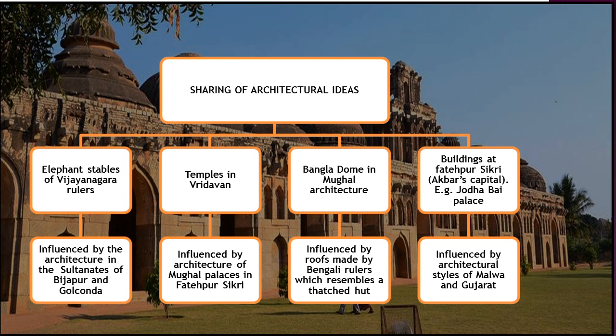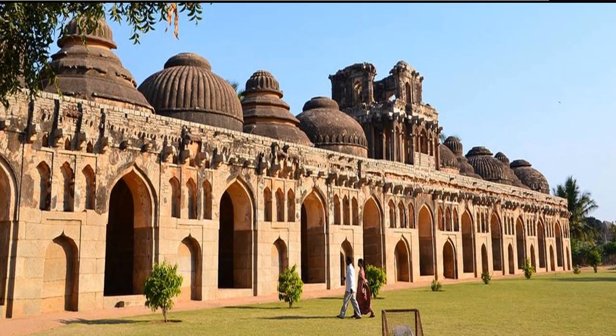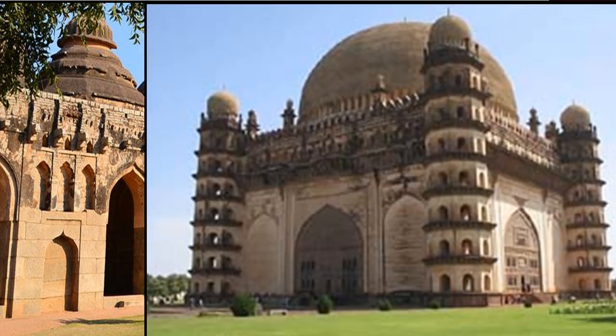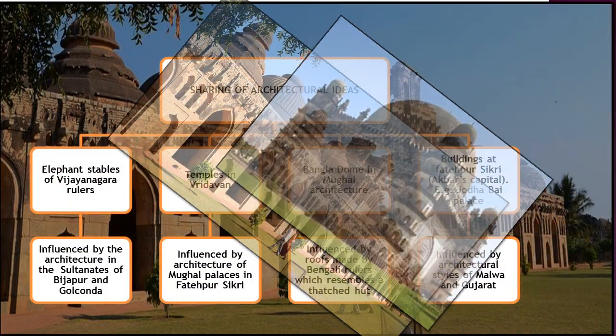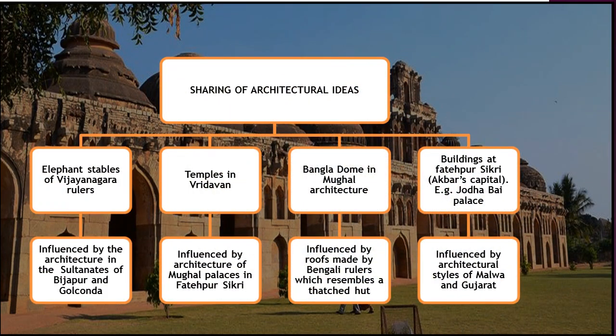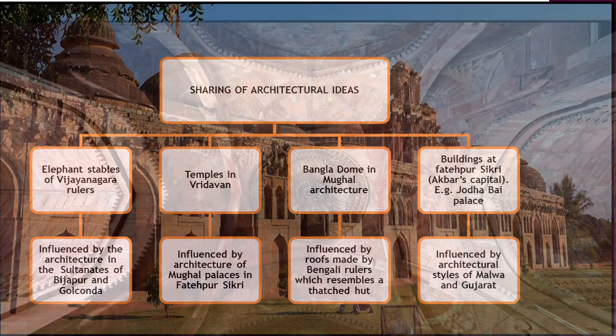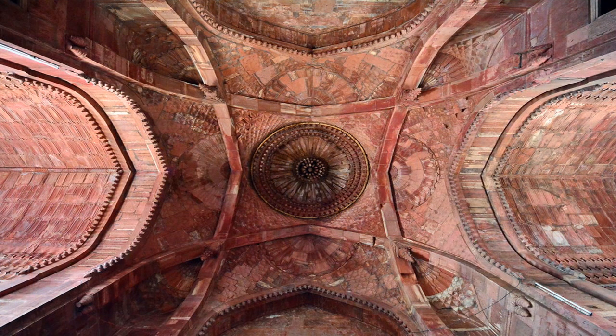Dear children, as the construction activity increased, the architectural styles of one ruler or region were adopted by the other. For example, elephant stables of Vijayanagar rulers were inspired by the architecture found in the sultanates of Bijapur and Golconda. You can see the similarity in the two images. And another example is of temples in Vrindavan. For example, Govind Dev temple in Vrindavan, which was constructed in 1590. It is made up of red sandstone.